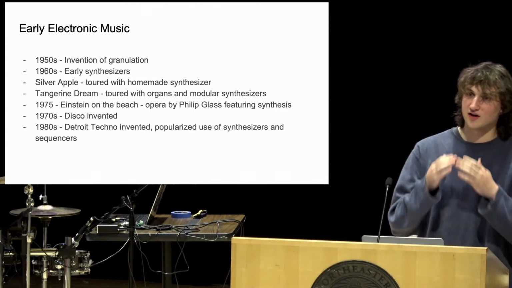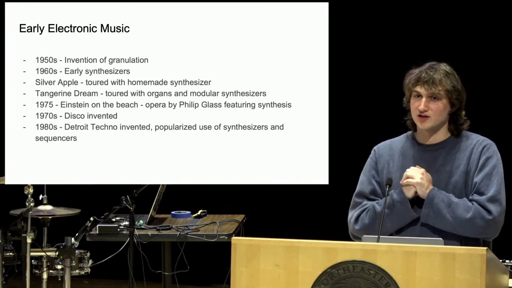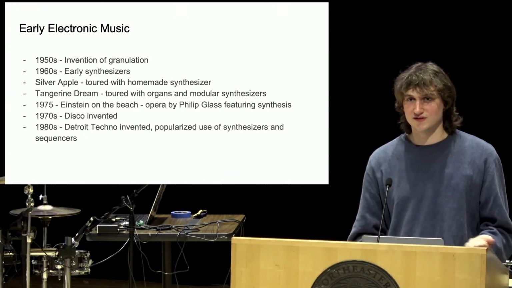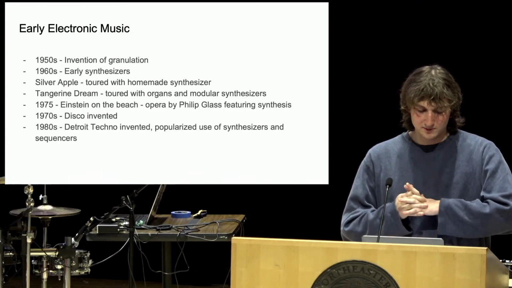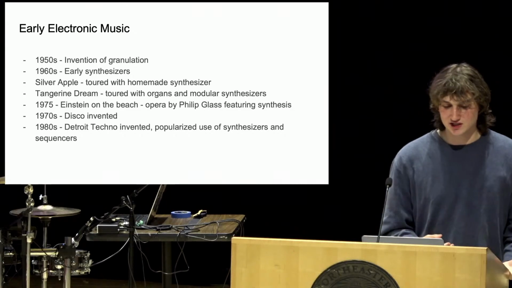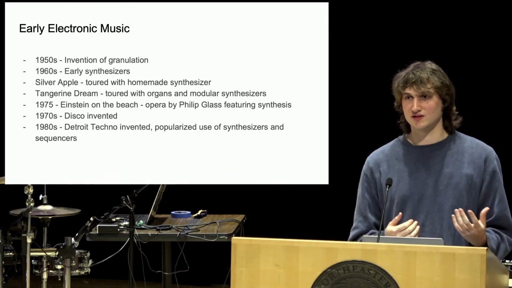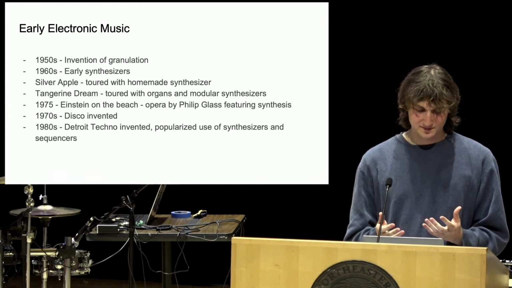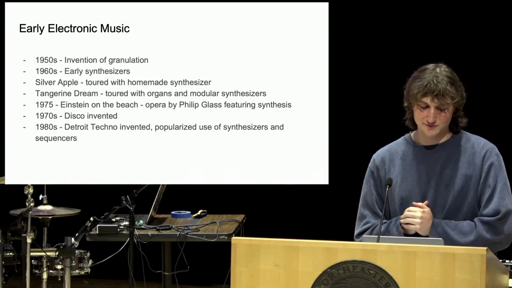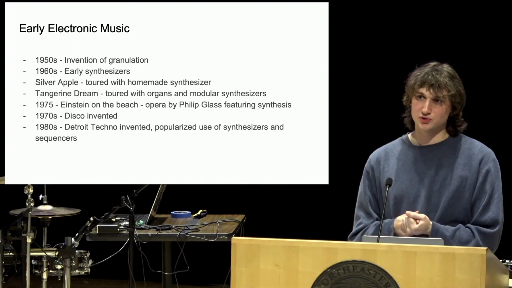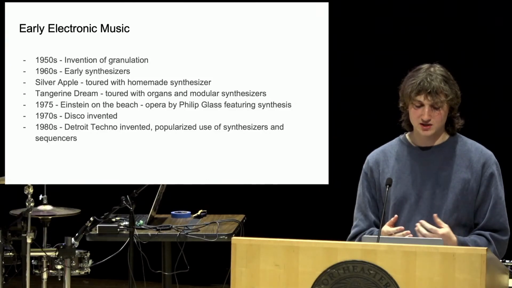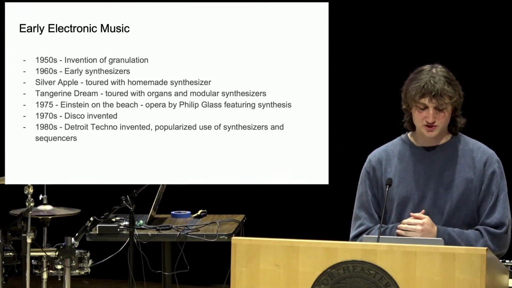Just to start off with an overview of the history of electronic music, granular synthesis was invented in the 1950s by Dennis Gabor, and I guess the earliest synthesizer would be the theremin in the 1800s, but synthesizers as we know them came out in the 1960s, and we have bands like Silver Apple who toured with their own homemade synthesizer, and Tangerine Dream, which popularized electronic music.